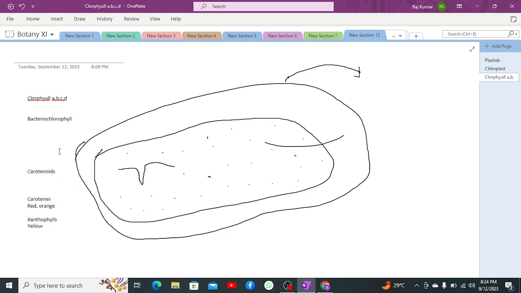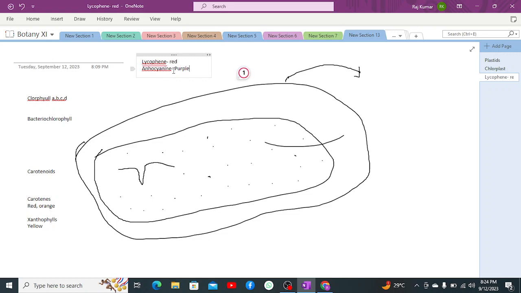Apart from which, there are other pigments as well, such as lycopene. Lycopene is a pigment which reflects the red wavelength. That is why it gives a red color to the plant. After which we have another pigment, which is anthocyanin. Anthocyanin reflects the purple wavelength, due to which it gives a purple color to the plant.